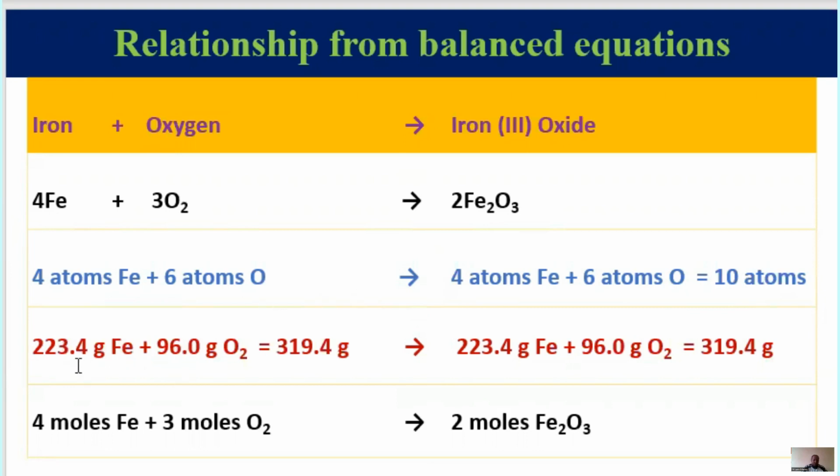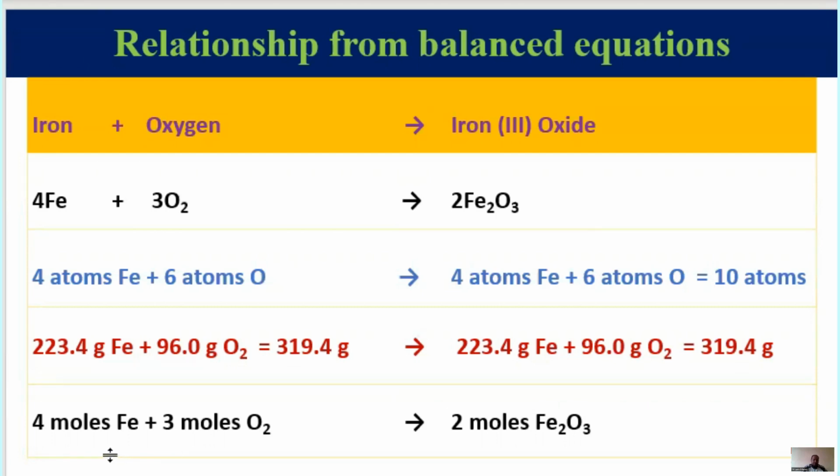And also, we see the mass of the reactants equals what? The mass of the products. The mass of iron is 223.4 grams combined with 96 grams of oxygen gives 319.4 grams. In Fe2O3, the mass of 2Fe2O3 is 223.4 grams iron plus 96 grams oxygen produce 390.4 grams.